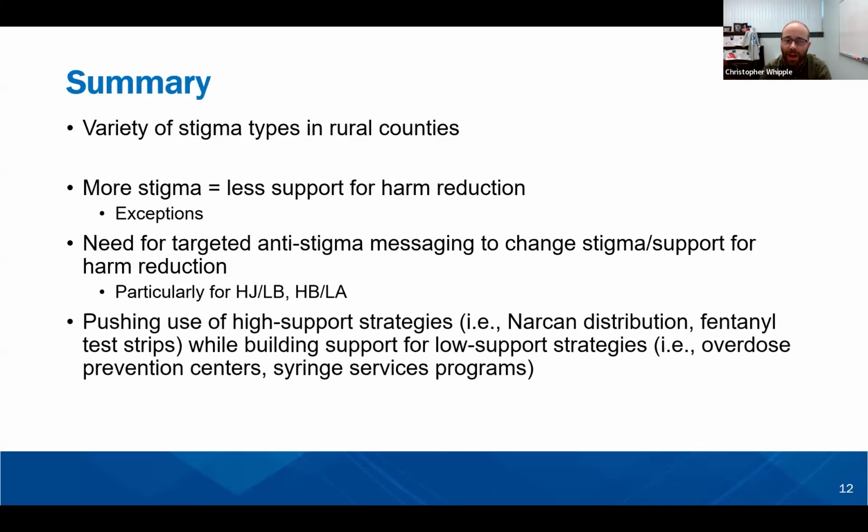Overall, pushing those high support strategies like Narcan distribution and fentanyl test strips is a good strategy. There's high levels of support across the board for these strategies being used. For the other strategies like overdose prevention centers and syringe services programs, maybe starting with reducing stigma and building support for these strategies would help to increase the implementation of them later on.